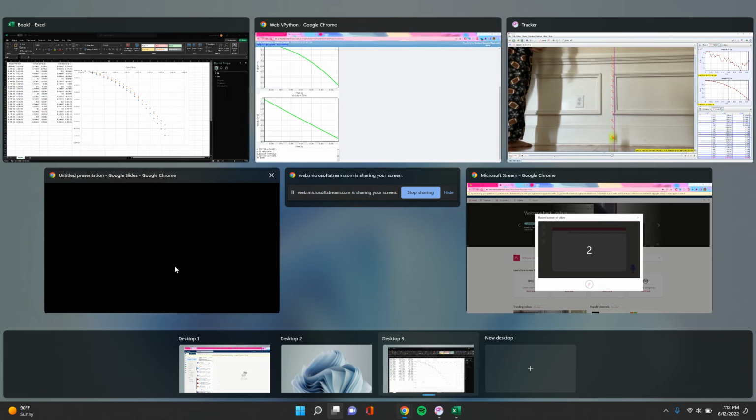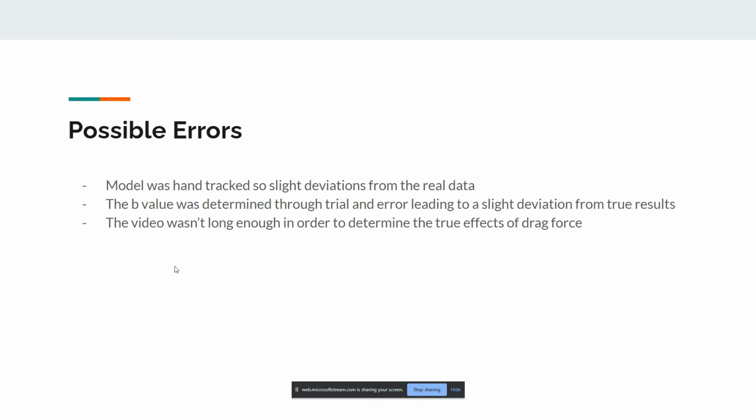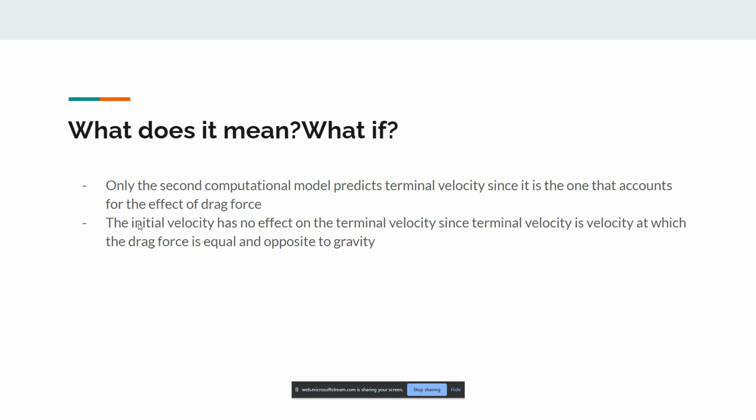So what are some possible errors that occurred? When I was tracking the ball, it was hand tracked, so there are slight deviations from the actual data. The b value was also determined through trial and error, so that might also lead to another skewness in the data. Another thing was the video that I recorded for the tracker might not have been long enough to determine the true effects of drag force acting on the ball, which affected the velocity from there.